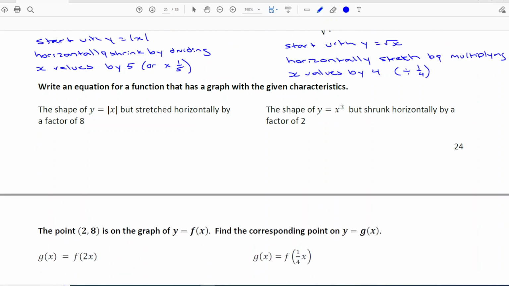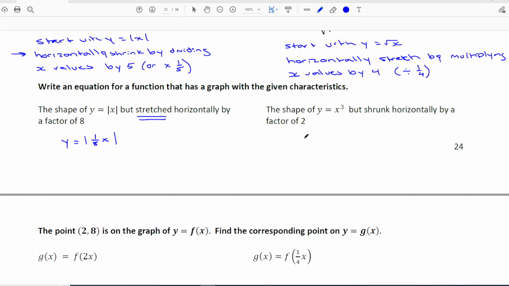So now let's just practice writing functions. So this one says the shape of y equals the absolute value of x, but stretched horizontally by a factor of 8. I still think it's so funny how the textbooks make you write this long, complicated sentence, and then this is what they write. So what is that going to look like? Well, you have to think of it as opposite. If you want to stretch by 8, then it's an eighth that is going to go inside the absolute value signs, right? Because it has to look like you're dividing to make it stretch. It's opposite as it appears.